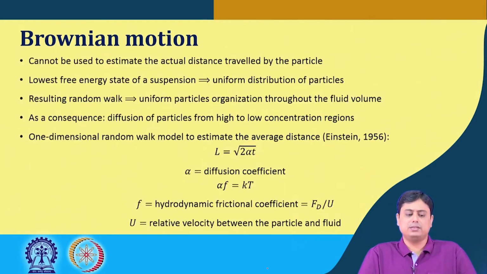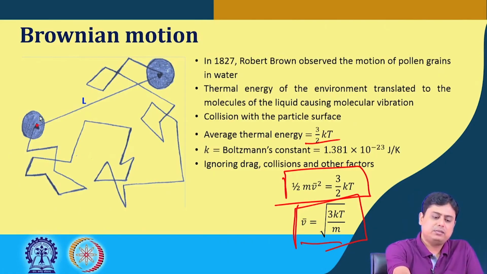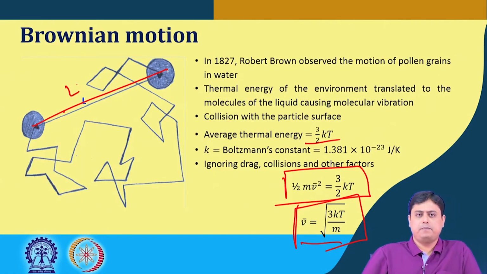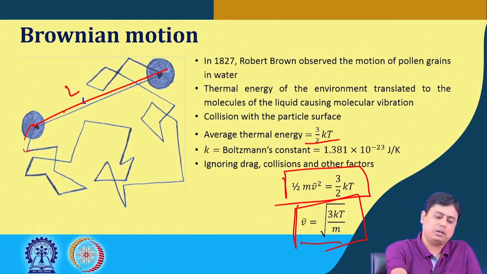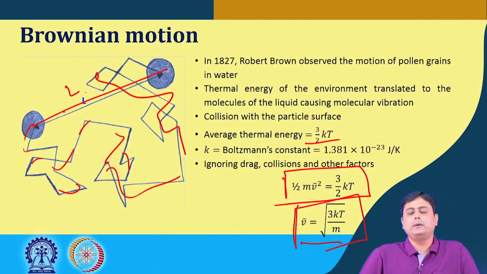Now, such simple analysis cannot be used to estimate the actual distance travelled by the particle, because the actual distance travelled, say between these two particles, is L. But it does not just come across that length, it goes through a zigzag path, this random path. This is a random structure, a random path. It can follow any random path. So, the actual distance that it travels cannot be calculated by this velocity.